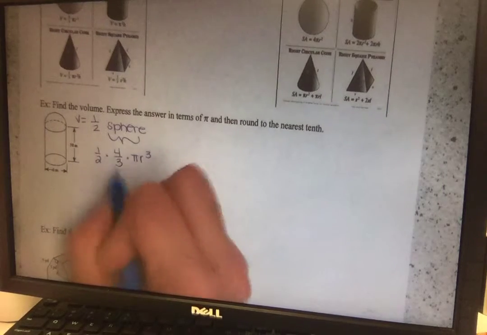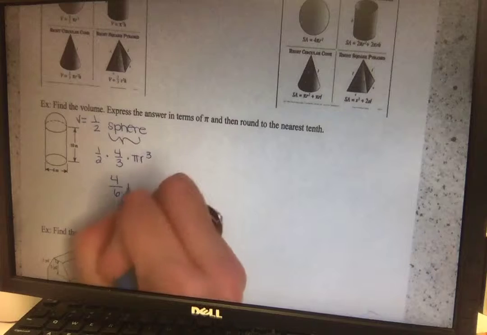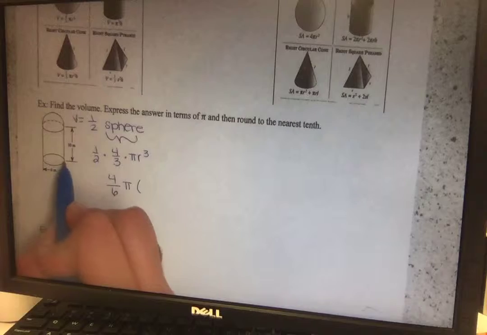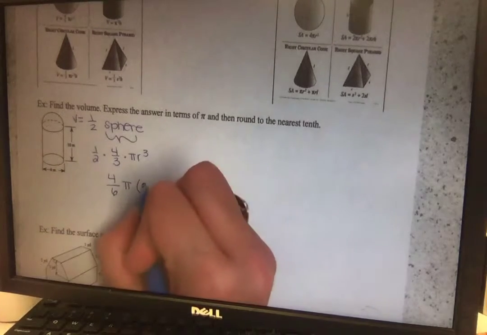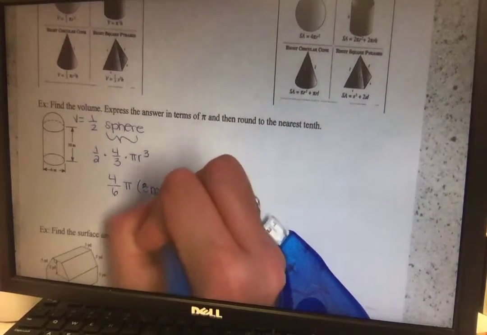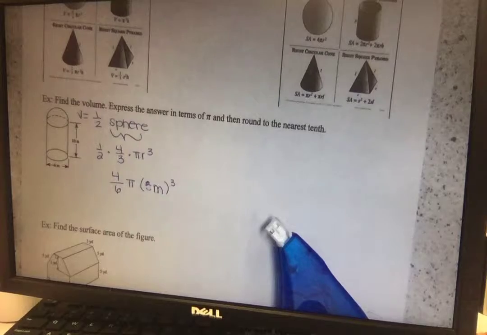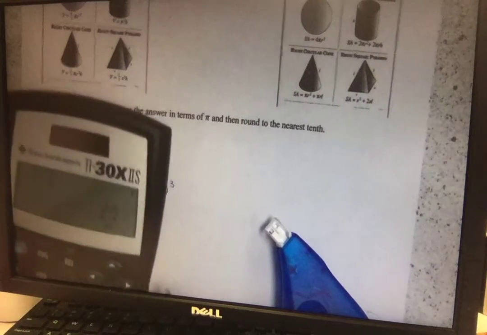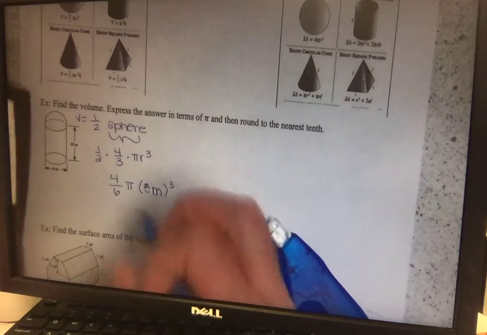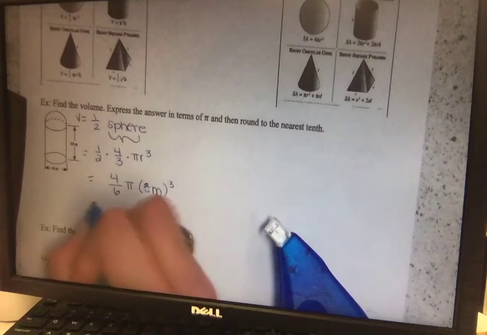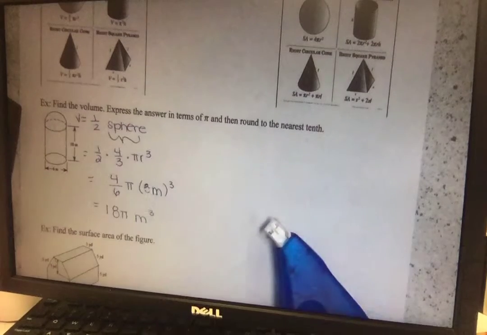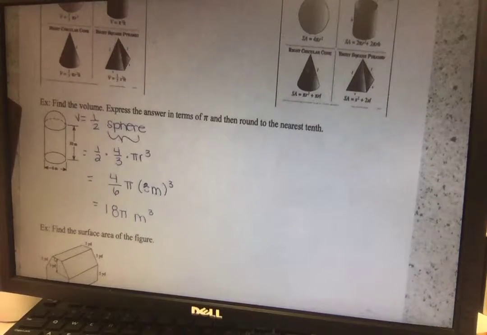So multiplying across, 4 times 1 is 4, over 2 times 3 is 6, times pi times our radius cubed. So if this whole diameter is 6, our radius is half of that. So it's going to be 3 meters cubed. So we have 3 cubed, which is going to be 27, times 4 divided by 6 would give us 18. 18 pi meters cubed. So that'll be for this first top section, the half of a sphere.